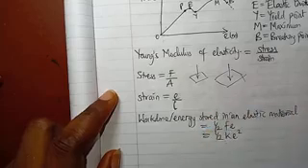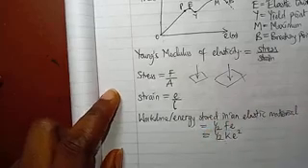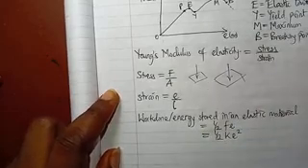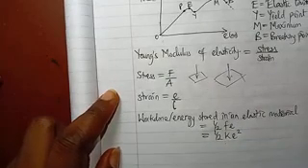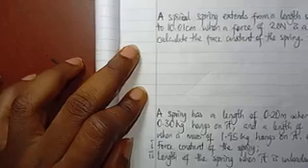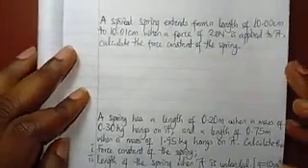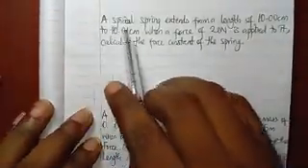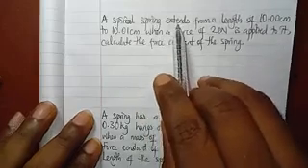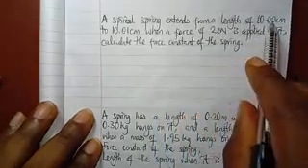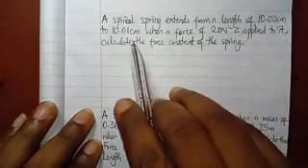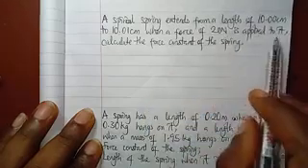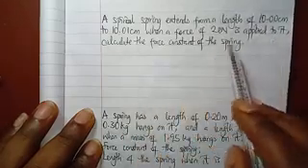Now let's go over to calculation examples to see how we can use some of these formulas that we have had in the course of studying elasticity of solids. Okay, we now have this question. A spiral spring extends from a length of 10.00 cm to 10.01 cm when a force of 20 Newton is applied to it. Calculate the force constant of the spring.